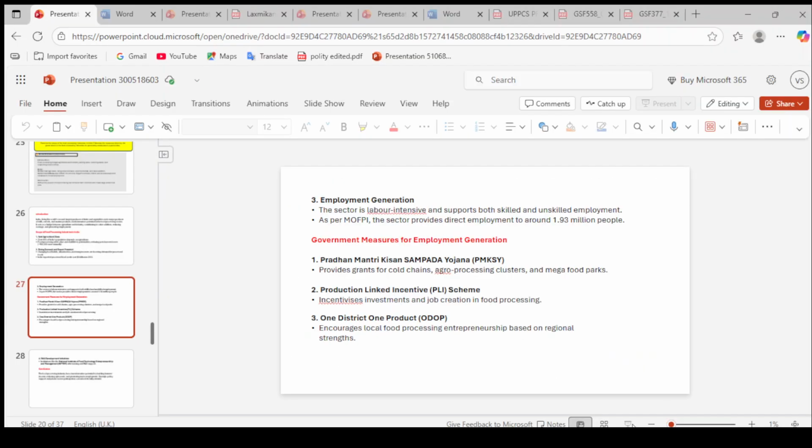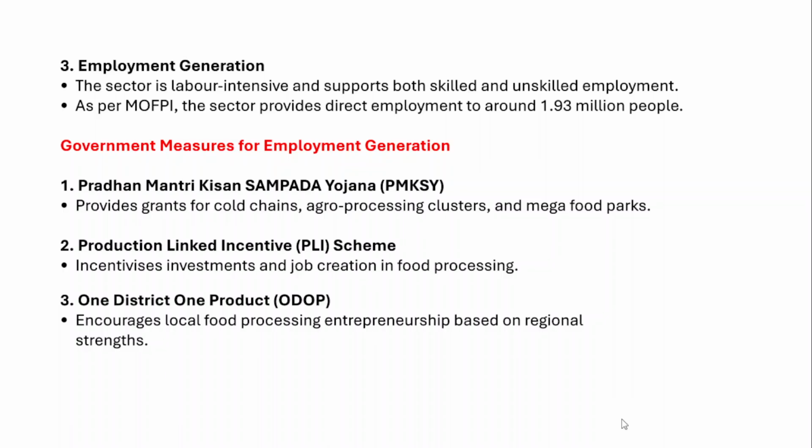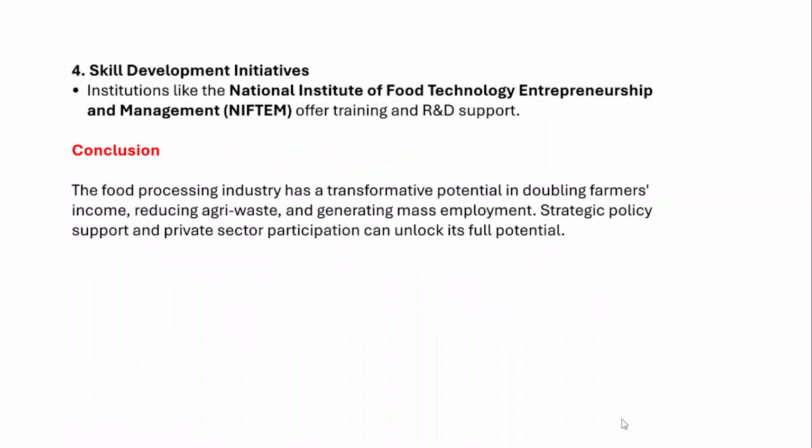Along with these schemes, there are some other important schemes which have been launched for encouraging food processing industries to create large-scale employment opportunities. For example, the skill development initiatives. There are institutions like the National Institute of Food Technology and Entrepreneurship Management, right? So it actually offers training and research and development support for the young entrepreneurs. So therefore, it has been developing the skills in the food processing industry.